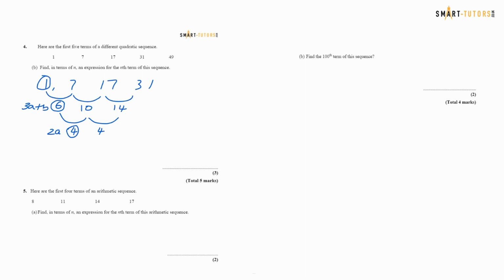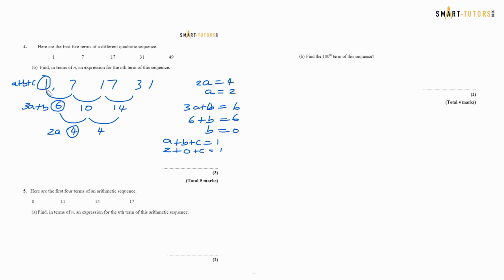first term is a plus b plus c. So work out all the values of a, b, c. So 2a equals 4, so a equals 2. 3a plus b equals 6, and 6 plus b equals 6. So b equals 0, and a plus b plus c gives 1. So a equals 2, b equals 0.